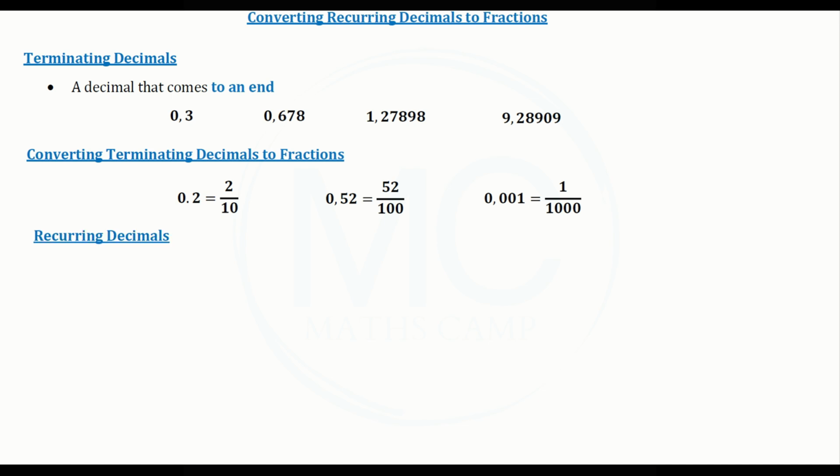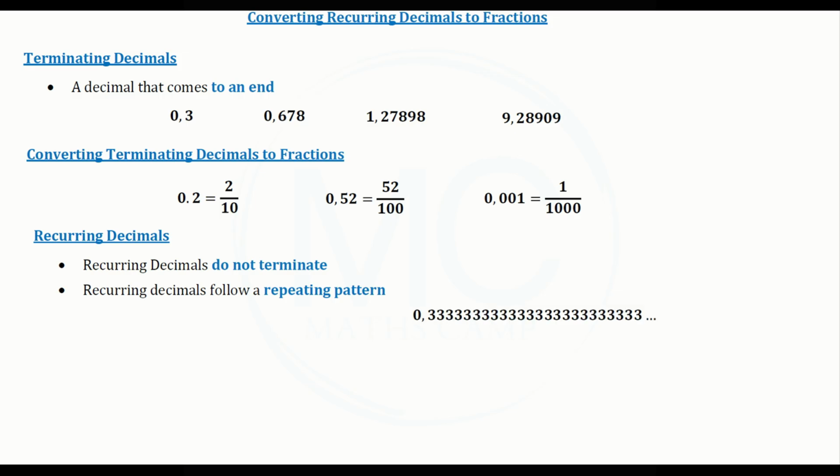Now, recurring decimals do not terminate. They carry on forever. These decimals follow a repeating pattern. Here we have 0,33333 and so on, where the single digit 3 is being repeated. In this case, we have 0,121212 and so on, where 1 and 2 are the repeated digits. What about 0,456456 and so on? Here, 4, 5, and 6 is our repeating pattern.